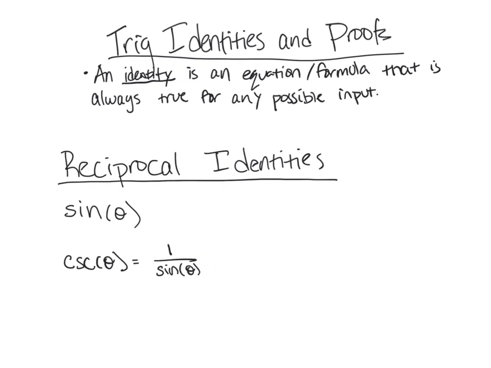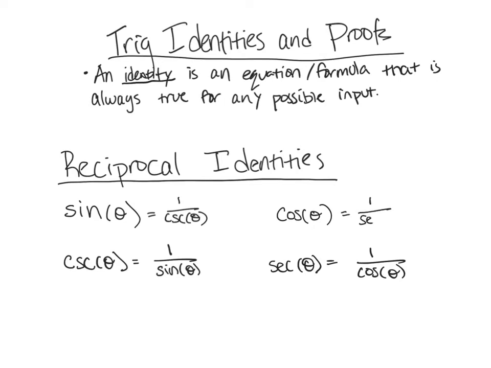There we go. Sine is equal to 1 over cosecant of theta. So that's a reciprocal as well, just like with cosine and secant. So what's the reciprocal of cosine? Oh, that's going to be secant of theta, because secant of theta is 1 over cosine of theta. But we can also say that cosine is 1 over secant of theta. They are reciprocals of each other.